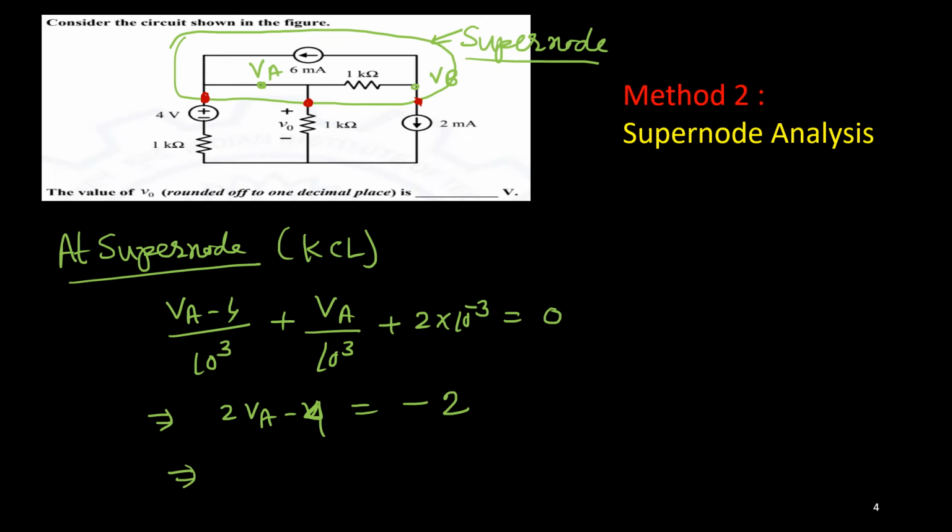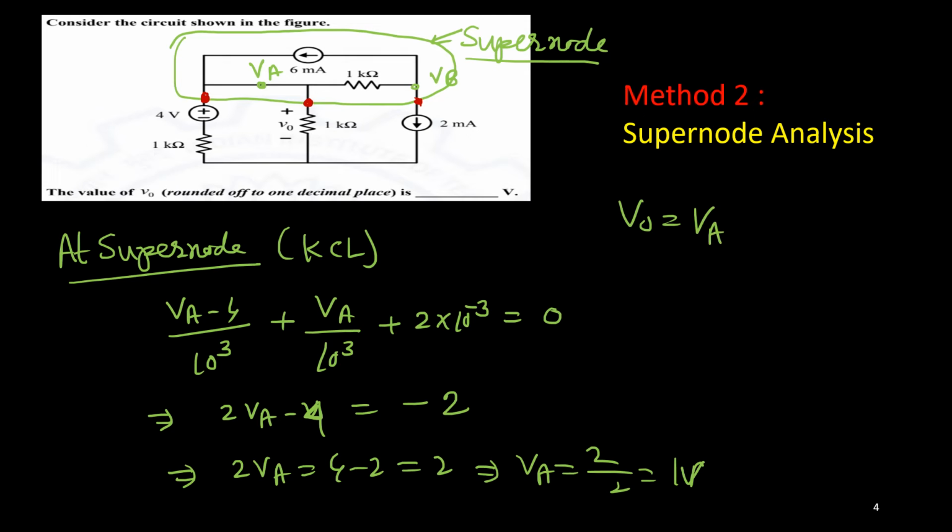So again you will get 2VA equals 4 minus 2 equals 2. That means VA equals 2 upon 2 is 1 volt. Okay, so the V naught is VA equals 1 volt. Very simple, right?